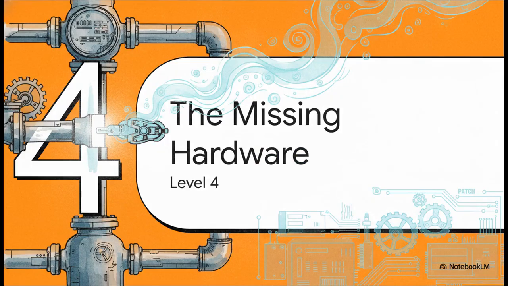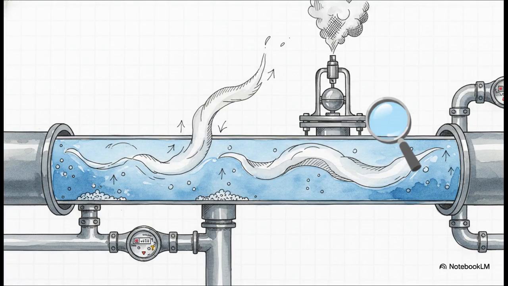Which brings us right to level 4, the missing hardware. The rules require a fix, so what exactly is it? We are about to find the legendary item we need to patch this system for good. The solution is an air release valve, which in Mexico is known as a VAE. It's a pretty simple piece of mechanical hardware.